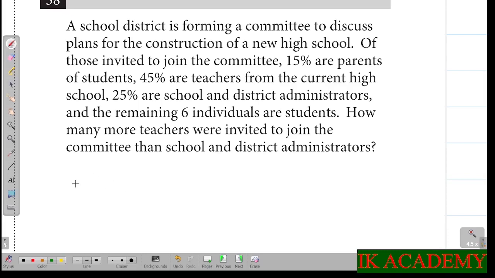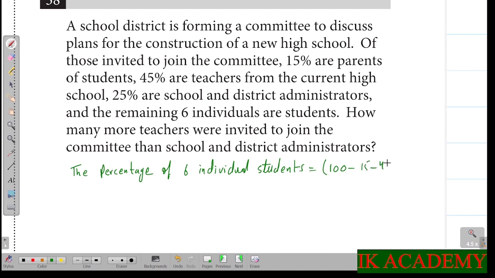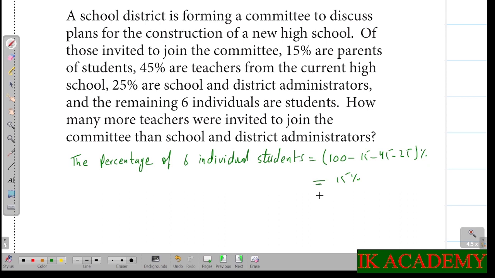We need the percentage of the 6 individual students. Because the 6 individual students are given, we can find the percentage by subtracting these percentages from the total percentage. We have to subtract all the percentages from 100%. So 100 minus 15 minus 45 minus 25% will be equal to 15%. The percentage of the 6 individuals is 15%.